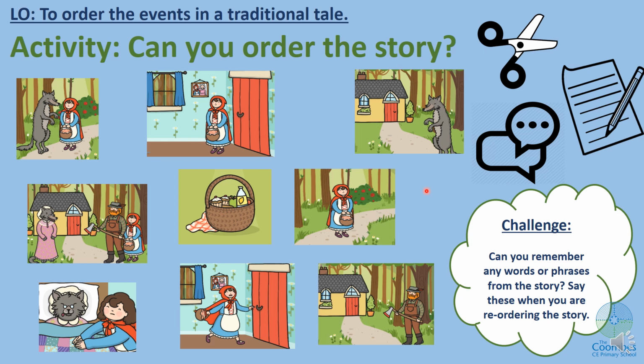There are lots of different ways of doing this activity. If you have the printout version available, you can cut and stick in the correct order. If you do not have it available, then you can either discuss it with your grown-ups and tell the story in the correct order, or you can draw the pictures in the correct order as well. An extra challenge for doing this activity is seeing if you can remember any words or phrases from the story and then say these when you are reordering. When you've started the activity, make sure you pause the video because the next slide will be the answers to the story.